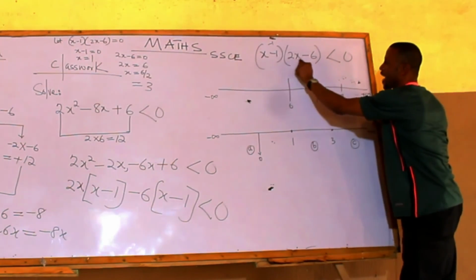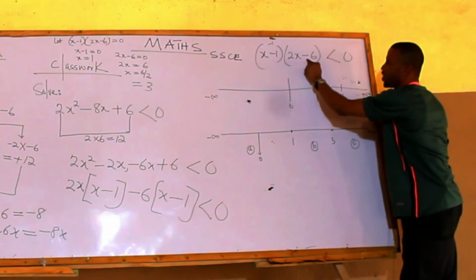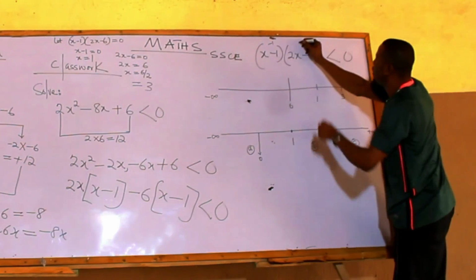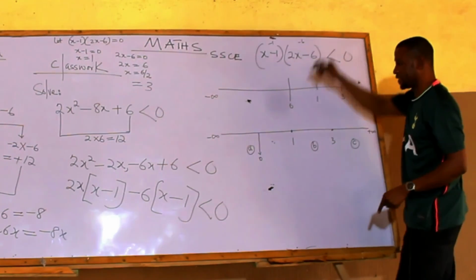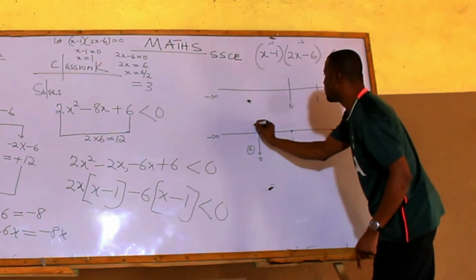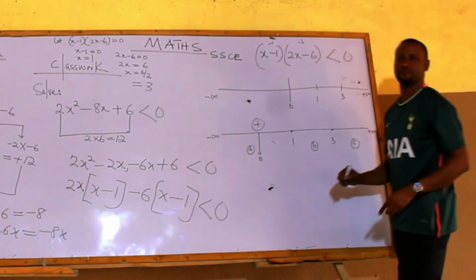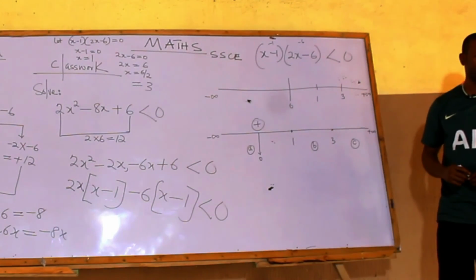Put 0 here. 2 times 0 will give you 0. 0 minus 6 is what? Minus 6. So you have minus 1 times minus 6. What's the result? Plus 6. So this region is a positive region. Did you understand?